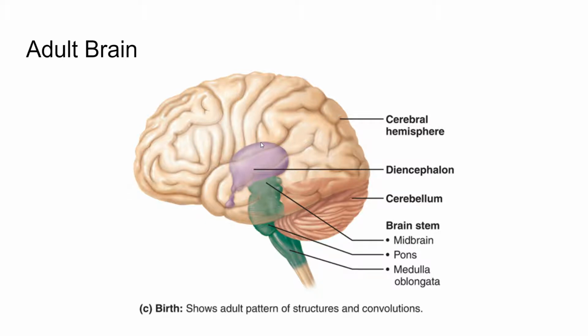All right, so there are 4 regions to the adult brain. There are the cerebral hemispheres. When you think of brain, this is probably what you're thinking of. There is the diencephalon, which you can see there's the purple tiny brain inside the big brain. The brain stem, which is the green area there. And then the cerebellum, which is at the base of the back of your head. Think of it that way.